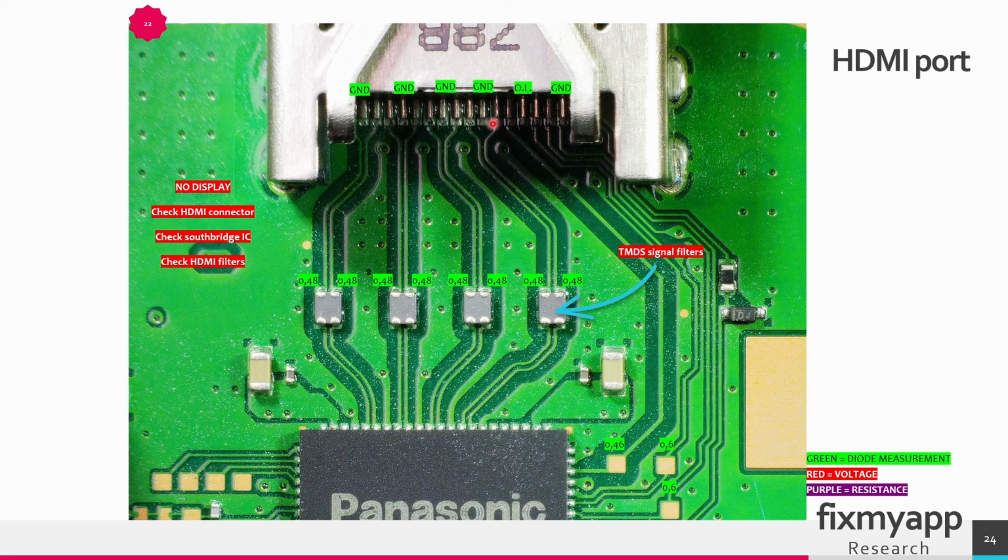For each data pair, the data lines will go through a filter. These filters are used for reducing the electromagnetic interference. So when you have no display, but the console turns on and the LED is white, then you have to check this HDMI connector.